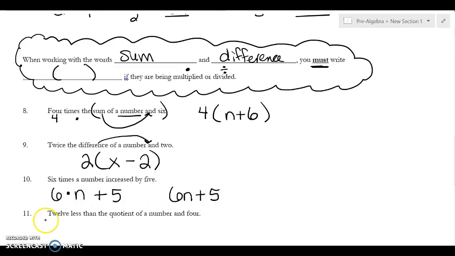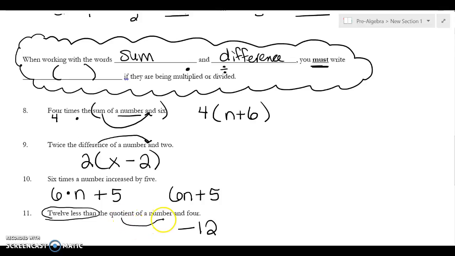For number 11, it says 12 less than. Remember what happens with less than? Less than is the one thing that's backwards. So 12 less than, quotient, that's one of our words that has to use, not parentheses, but has the "and". So the quotient of a number and 4 minus 12.